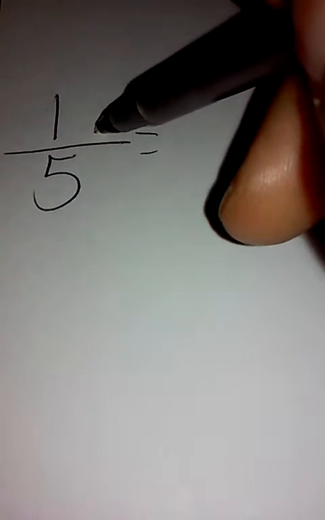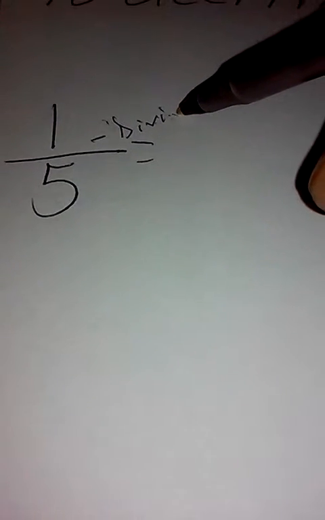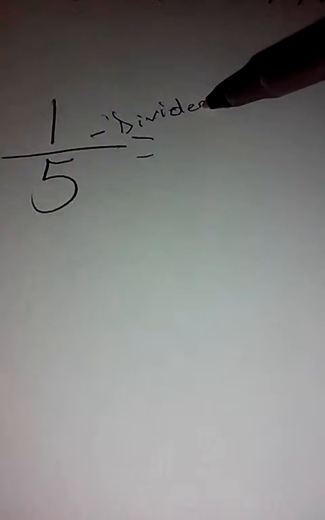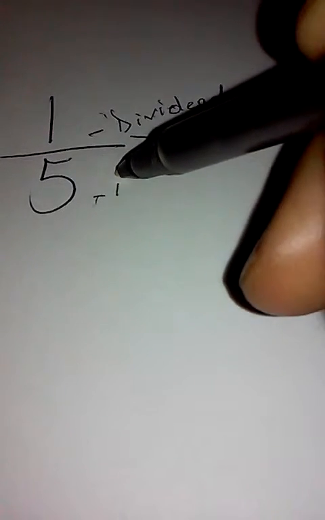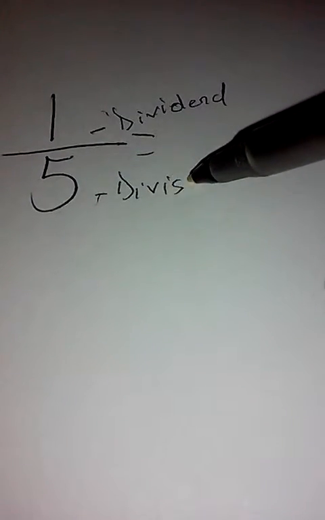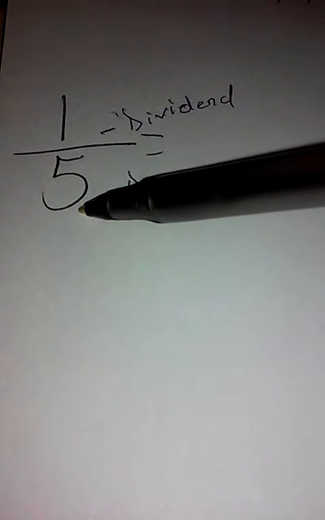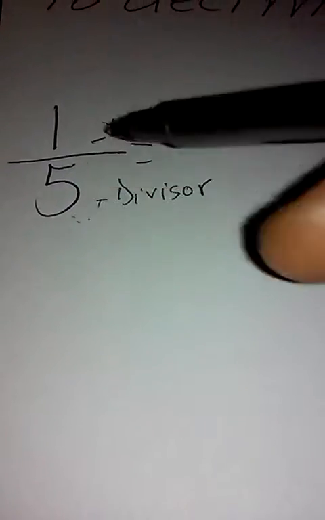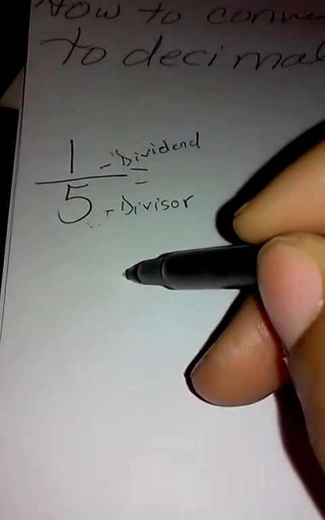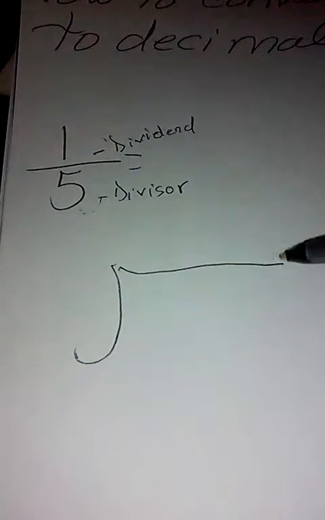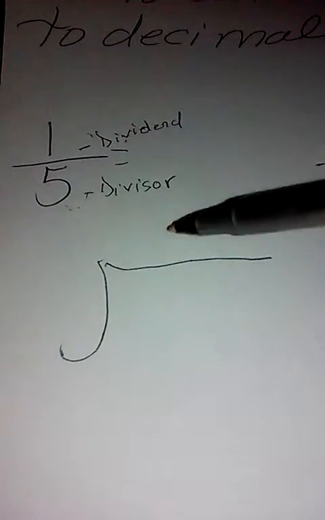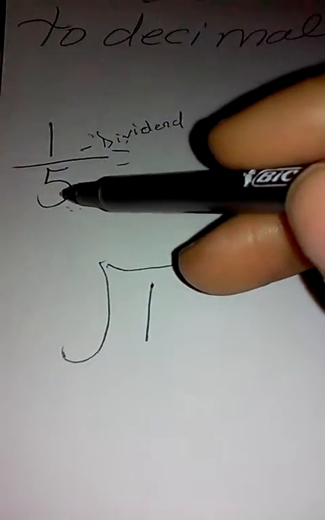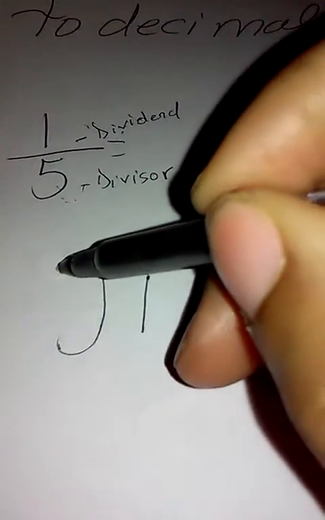If this is 1 divided by 5, this right here is always going to be our dividend. The dividend always goes into the inside of the division bar. And this here is going to be our divisor. This is always going to be the number we're dividing by. It will always go on the outside of the division bar. So let's draw our division bar. Dividend always goes on the inside. Divisor always goes on the outside.